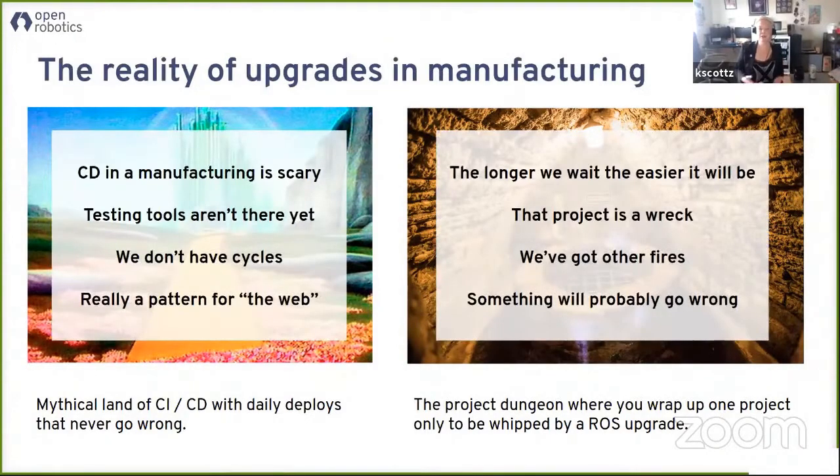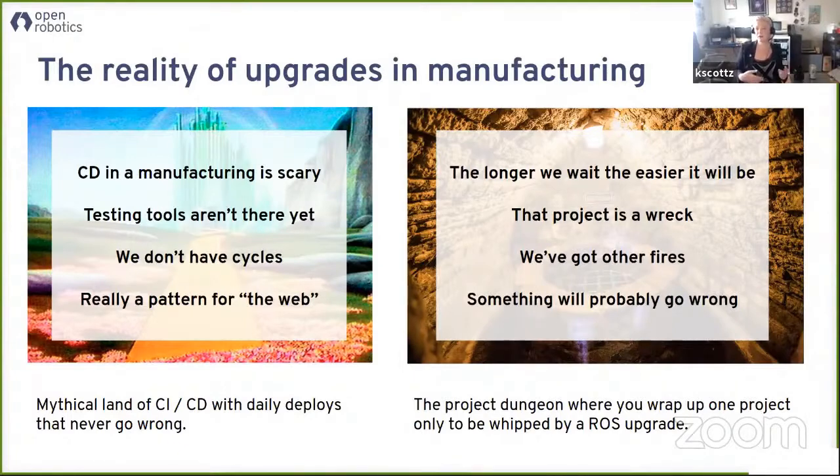Generally, what I see in the manufacturing world is that the one on the left, this mystical land of CI and CD, doesn't really happen. Continuous deployment is very terrifying in a manufacturing setting. These things are very well tested, and once they're tested, they usually become a fixed system. And so the testing tools aren't there. People don't really have the cycles to do continuous integration and continuous deployment, and it's really a pattern for web developers.